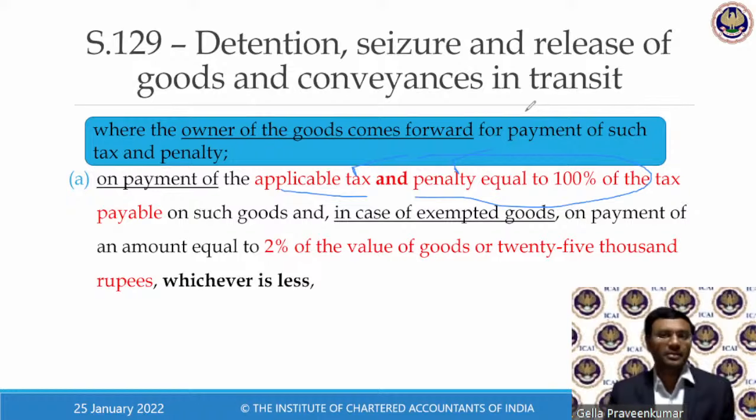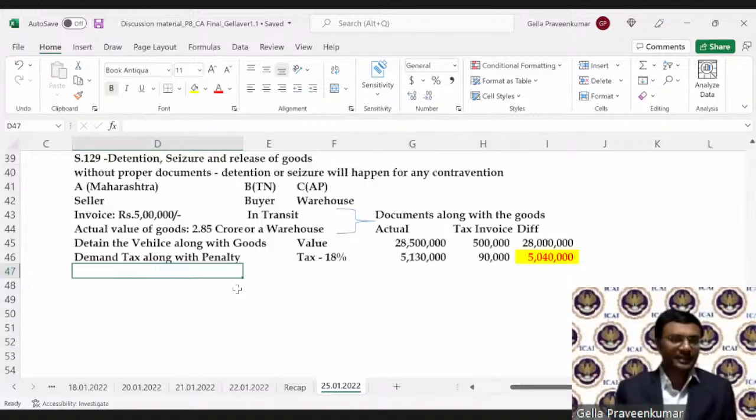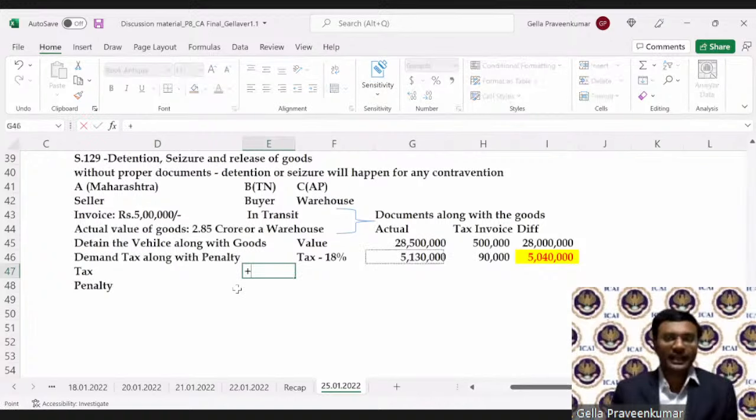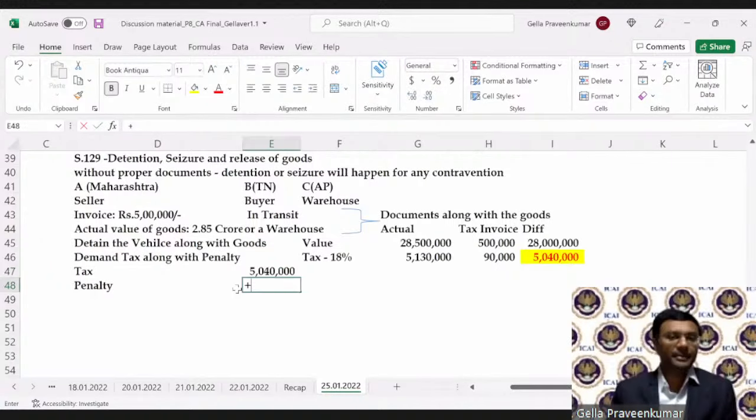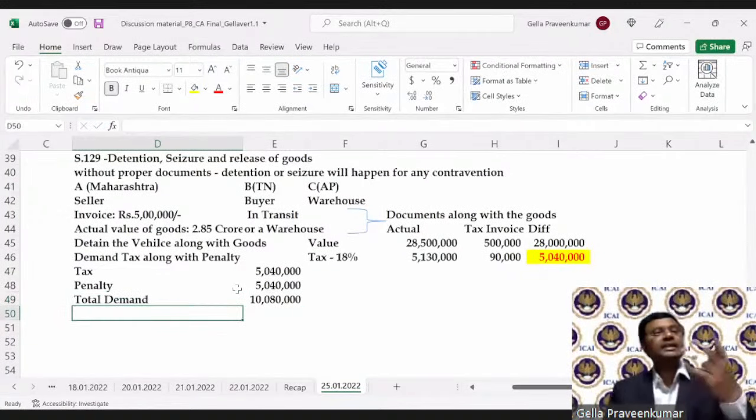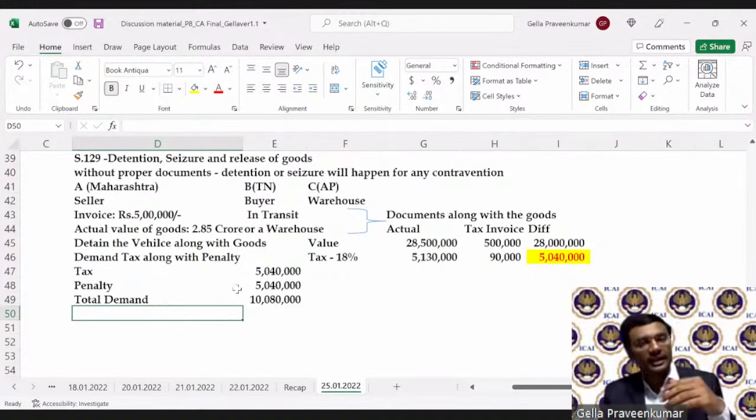Now, let me come back to my Excel file. So here, tax under section 129, tax penalty. The tax will be demanded for 50 lakh 40,000 and penalty also will be demanded for 50 lakh 40,000. This is the total demand. Now, if the goods are exempted, 2% of the value of the goods or 25,000, whichever is lesser. Okay.